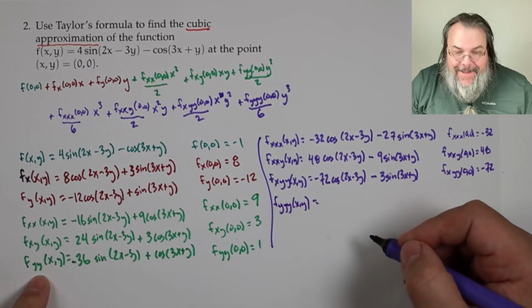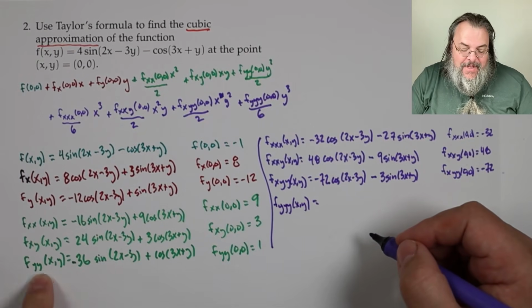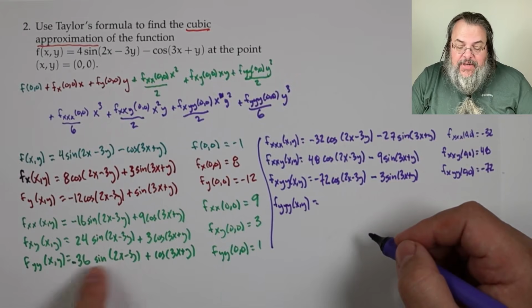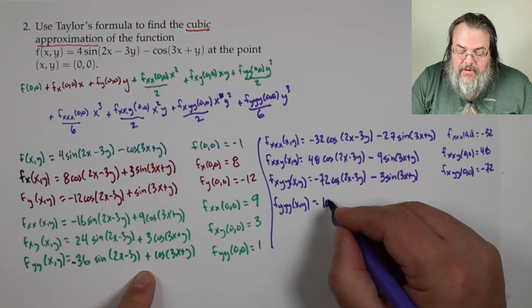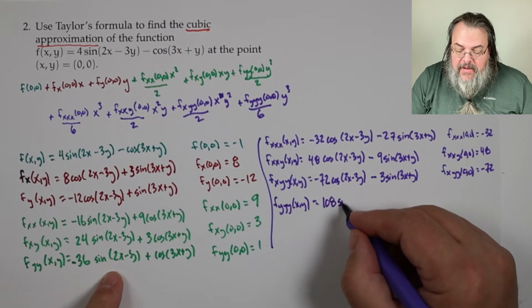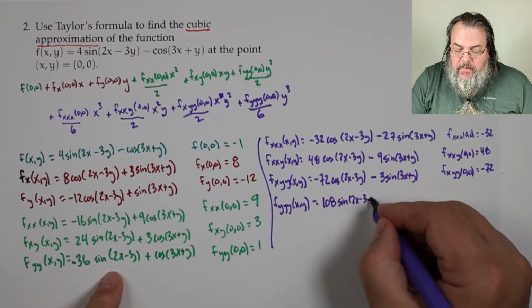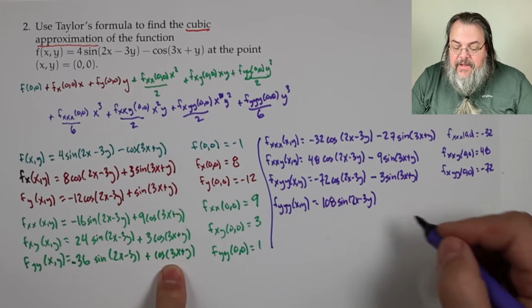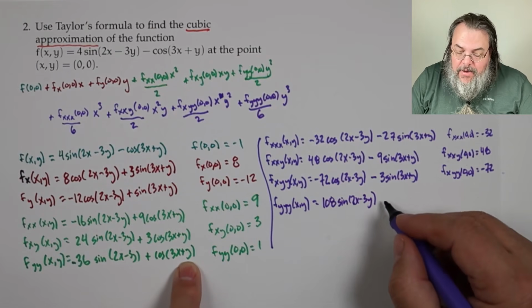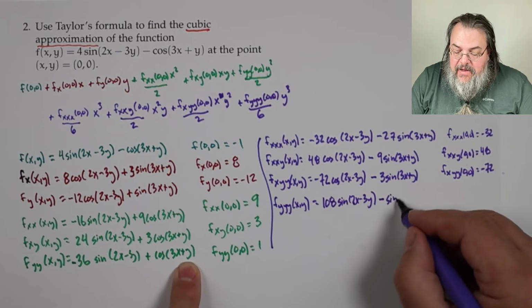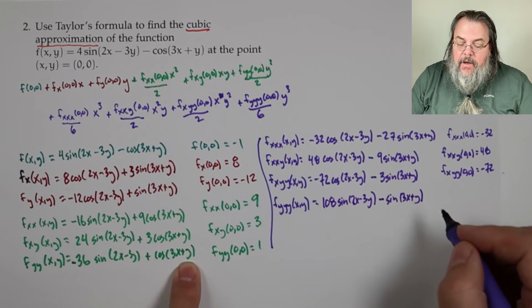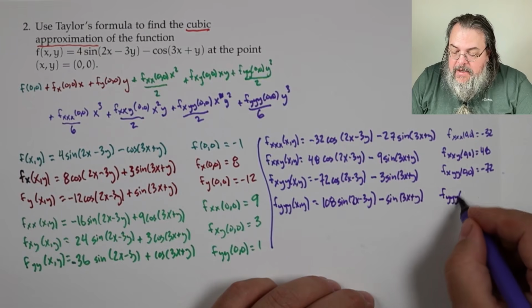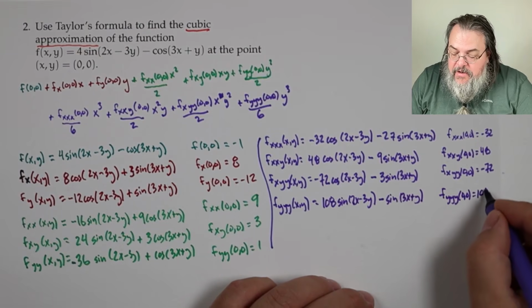So f_yyy is what? Well, f_yy, take derivative with respect to y. Derivative of sine is cosine. Derivative of the inside is negative 3. Negative 3 times negative 36 is 108 sine(2x minus 3y). All right. Now the derivative of cosine is negative sine. Derivative of the inside is 1. So minus sine(3x plus y). Okay, we're almost there. We're in the home stretch. So f_yyy at (0,0) is 108.